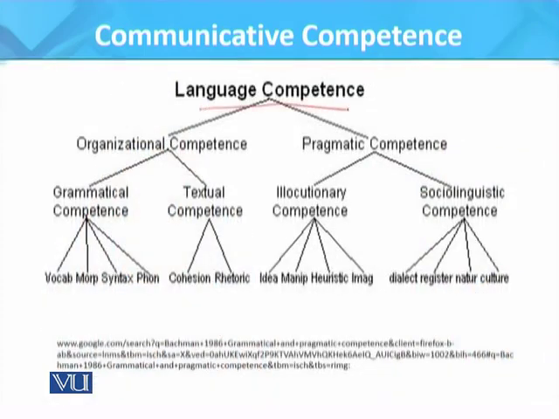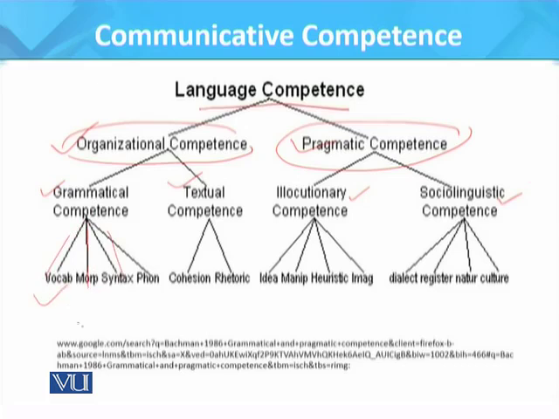So let's see what these subdivisions and major divisions are. If we look at this image, we see that it is language competence and it has organizational competence and pragmatic competence. They are further divided: the organizational competence into grammatical competence and textual competence, and the pragmatic competence into illocutionary competence and sociolinguistic competence. Under grammatical competence, you have further subdivisions in terms of vocabulary, morphology, syntax, and phonology, and the textual competence is cohesion and rhetorical organization.